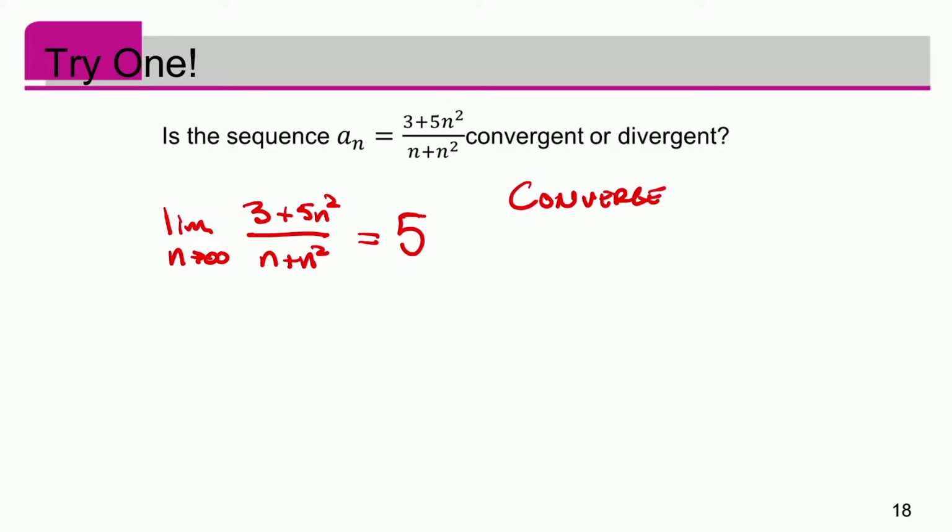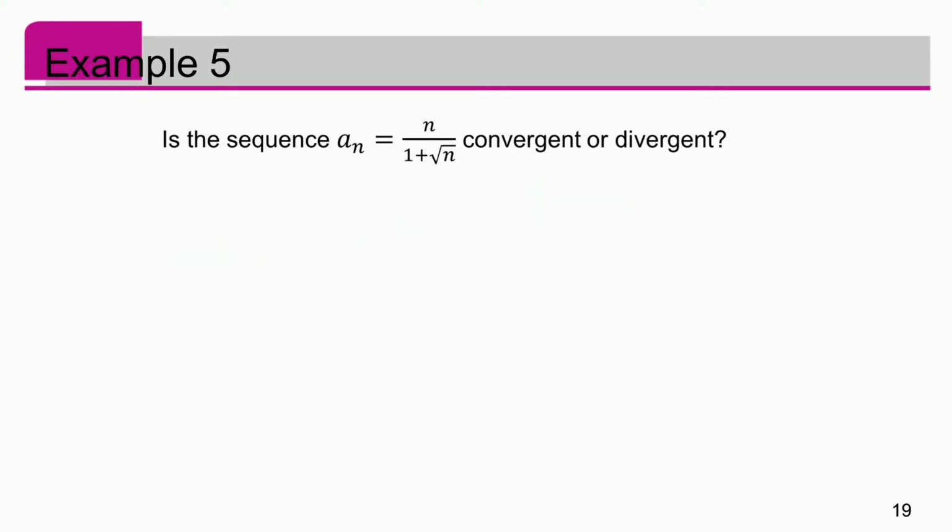Yeah, I may have to invent a couple of examples that are not on my list here. Let's try this one. What about this? So a sub n is equal to n over 1 plus the square root of n. Does that converge or does it diverge? Take a minute, see if you can work it out. And if it does converge, you can tell me the limit.